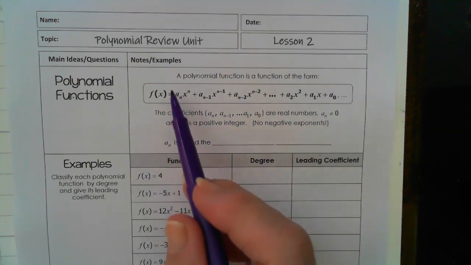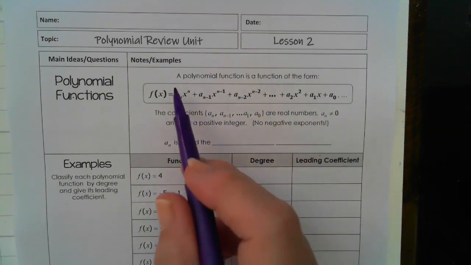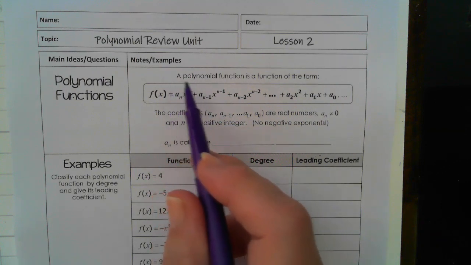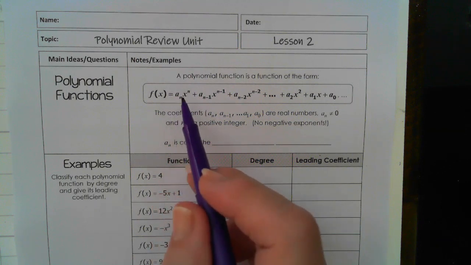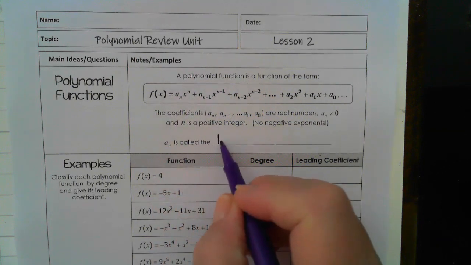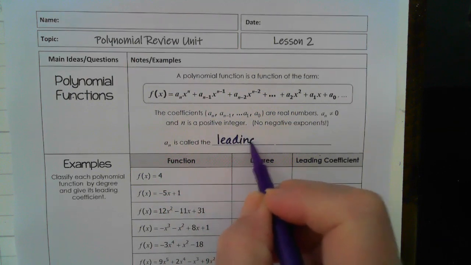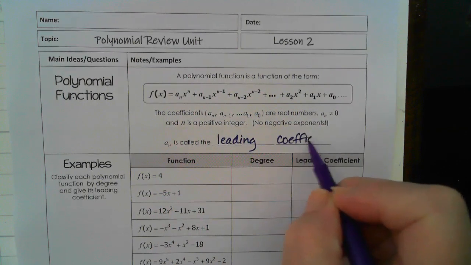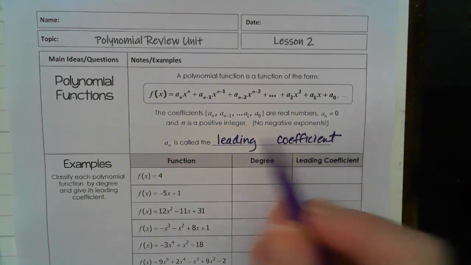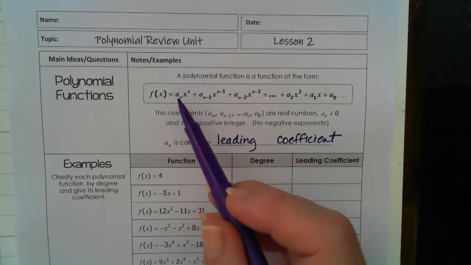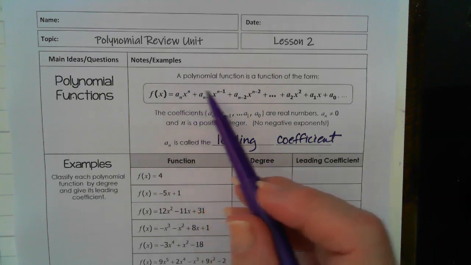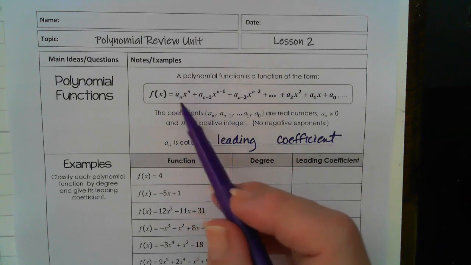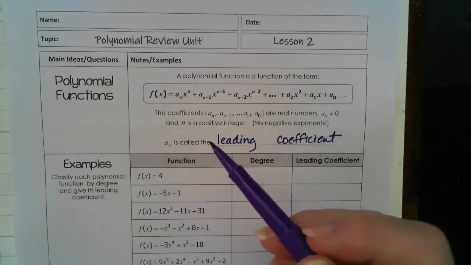A sub n, meaning this very first one, this term would be the highest degree, so therefore it's called the leading term, and a sub n is called the leading coefficient. Okay, so we always want to know that that very first coefficient in front, when it is written in descending order, that is the leading term, the whole thing, and the numeric in front of that is the leading coefficient.